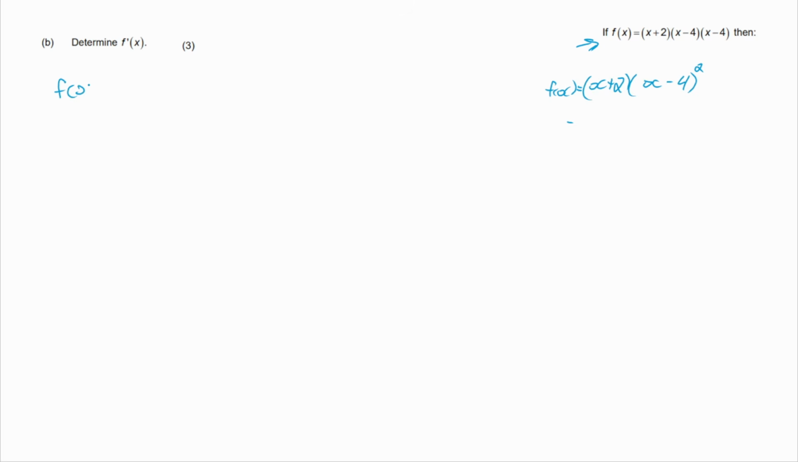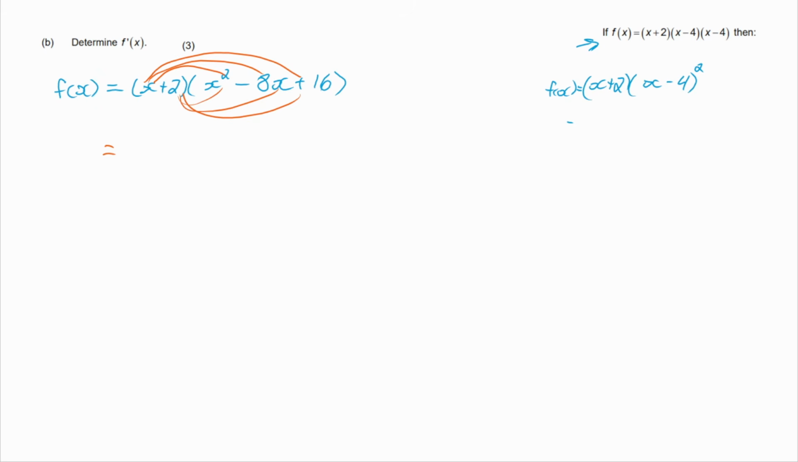Let me just continue over here. So f(x) is equal to (x + 2) times (x - 4) squared. If you write it twice and FOIL, you're going to get x squared minus 8x plus 16. Now we're just going to distribute. Let me show you how we distribute. So this x goes to all 3 terms, then the 2 goes to all 3 terms.